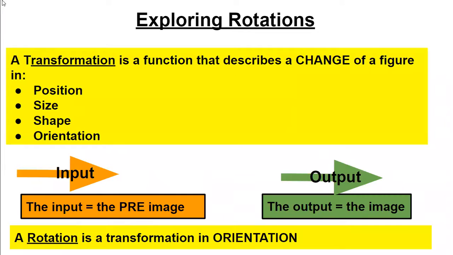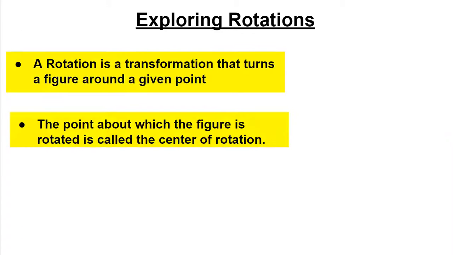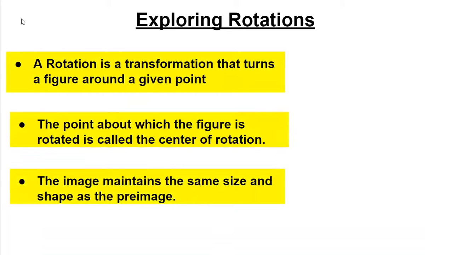Okay, let's explore rotations. A transformation is a function that describes a change of a figure in position, size, shape, or orientation. That should be reviewed for you. The input is the pre-image, the output is the image. And at the bottom there, a rotation is a transformation in orientation. It's a turn, correct? So a rotation is a transformation that turns a figure around a given point. The point about which the figure is rotated is called the center of rotation. The image will maintain its same size and it will maintain its same shape as the pre-image.